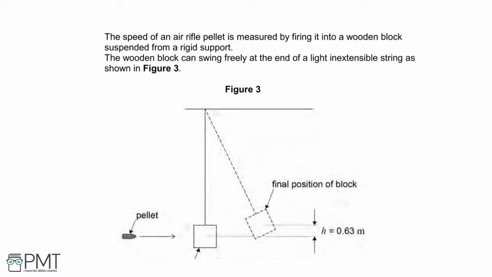The speed of an air rifle pellet is measured by firing it into a wooden block suspended from a rigid support. The wooden block can swing freely at the end of a light, inextensible string. Now that's important because that tells us that if we're not extending the string, we're not storing any elastic potential energy in the string. It itself doesn't have any mass either. So all of that energy presumably is going to go into kinetic energy of the block or the block pellet combination once they join together, as shown in figure 3.